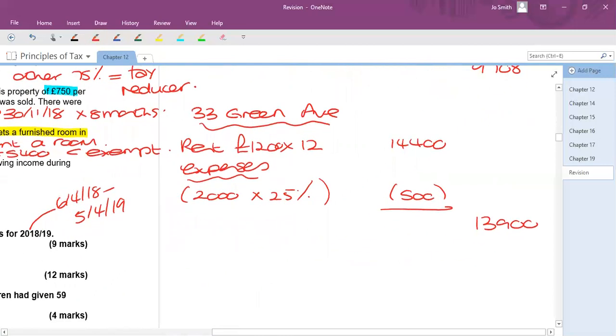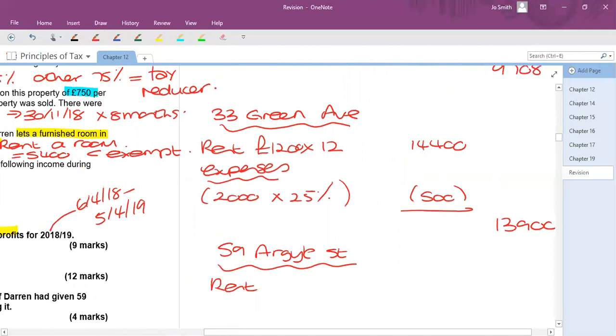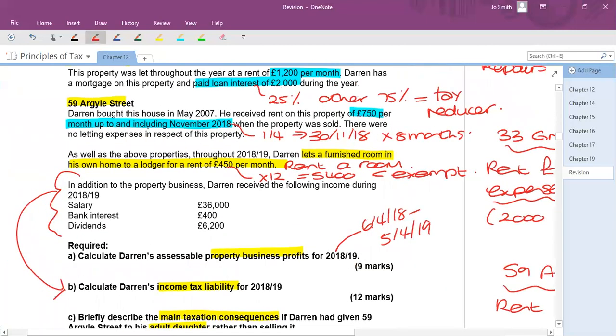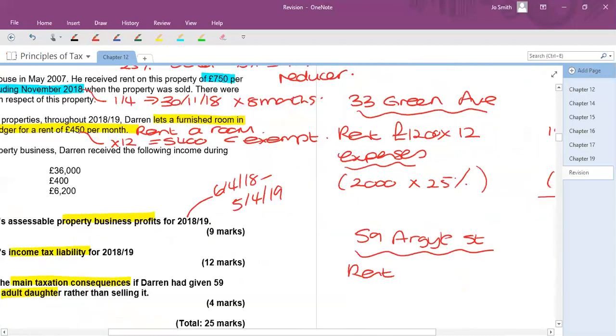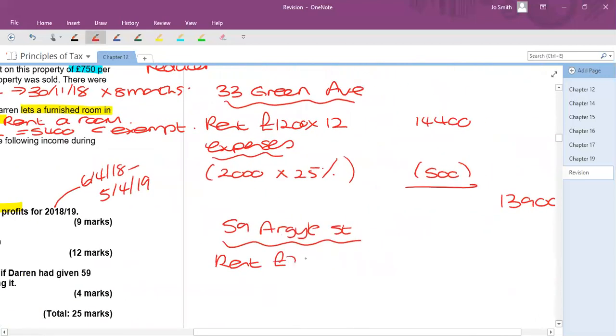And the third property then we've got is 59 Argyle Street, with the rental income here. This is the one where he only rented it out until November. So from the beginning of the tax year to November, he rents it out 8 months at £750 a month. And he's got no expenses on that one, so that's all we've got to put in.